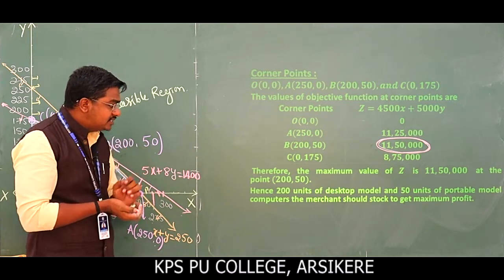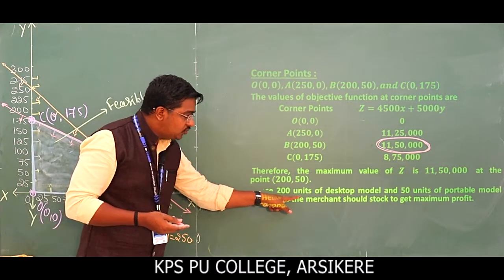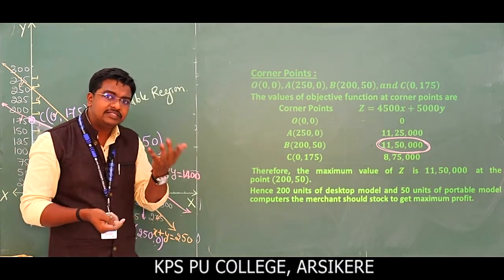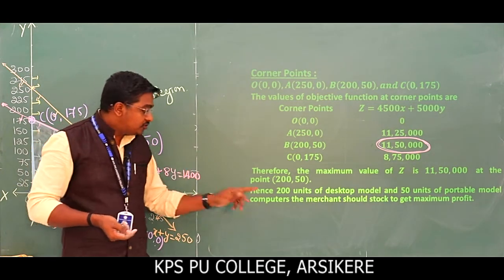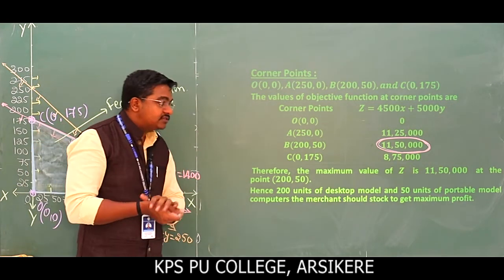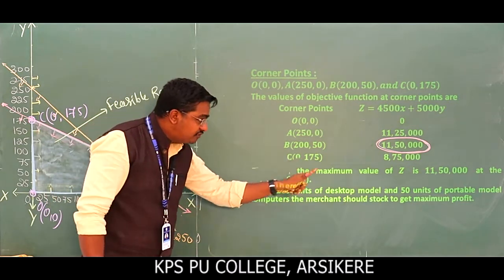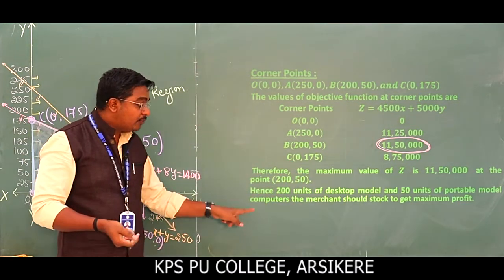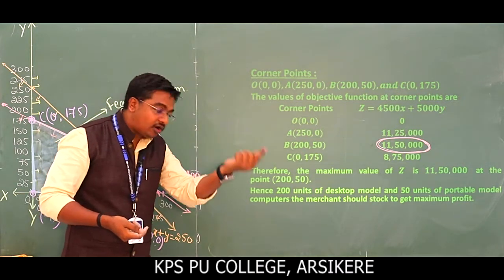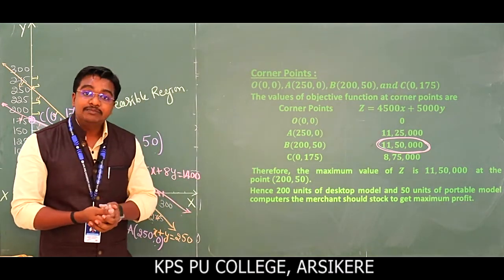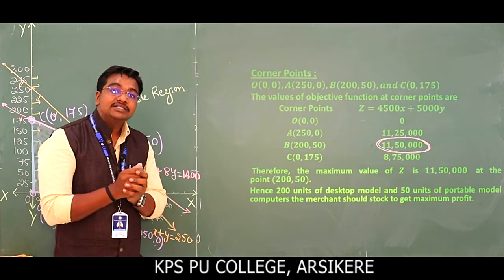So what is x here? Hence 200 units of desktop model. What did we take x as here? Number of desktop models, right? So hence 200 units of desktop model. And what is y here? y is portable model. So 50 units of portable model computers the merchant should stock to get the maximum profit.